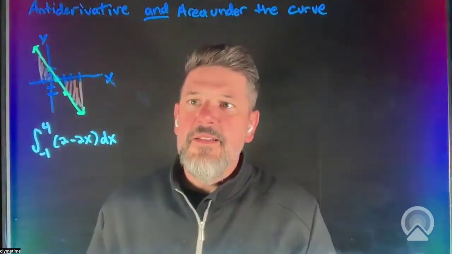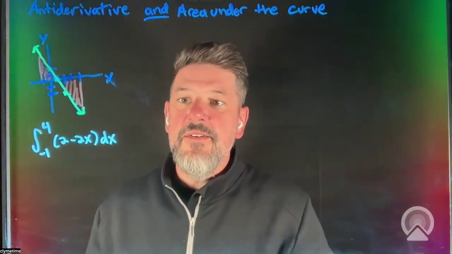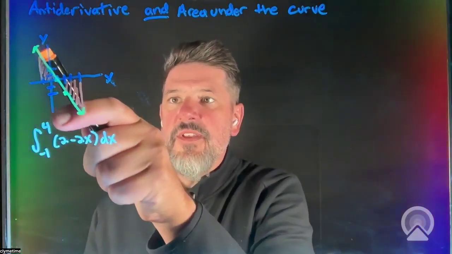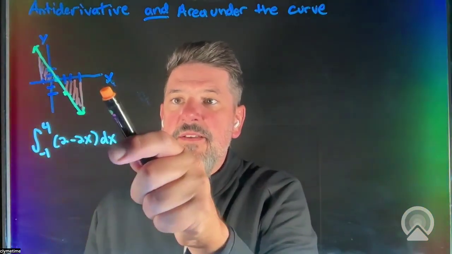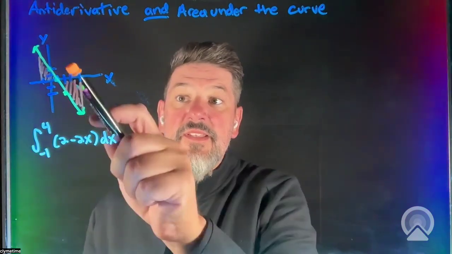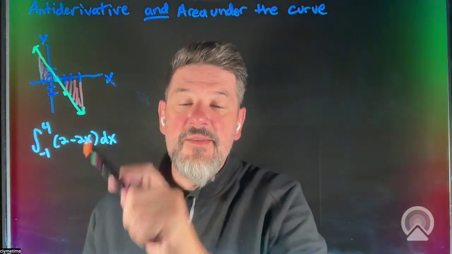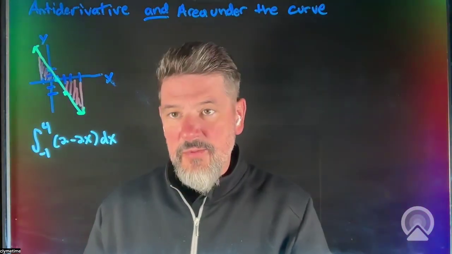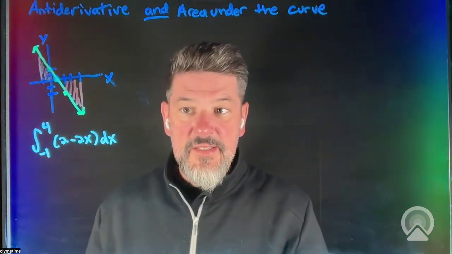All right, so we're looking at the area underneath the curve. 2 minus 2x is our function, and it's from -1 to 4. So that means -1 is our lower bound, 4 is our upper bound. We can see we have some positive area, and you can see we have some negative area. All right, so I'm going to start by looking at what happens when I find the antiderivative.